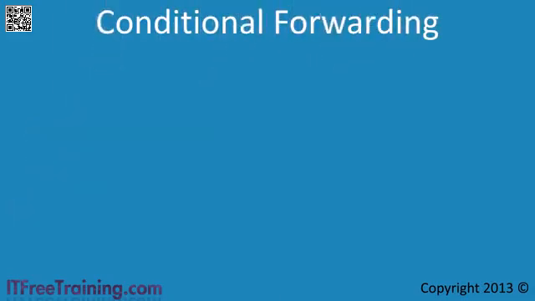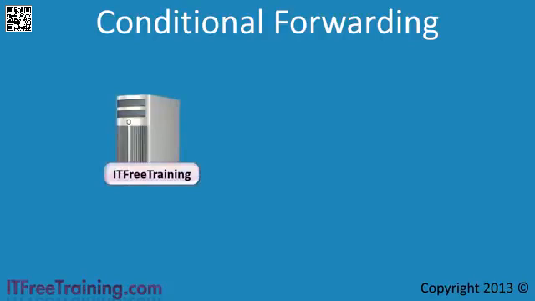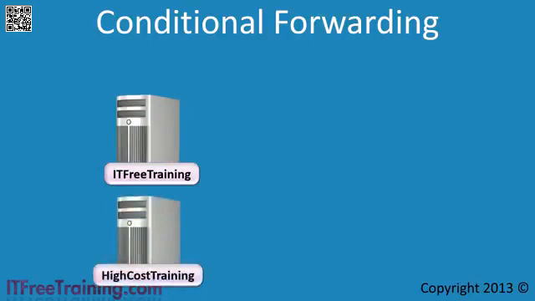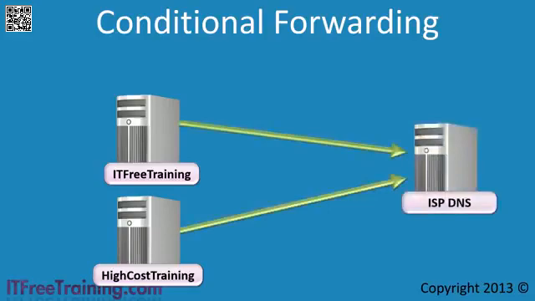The next type of forwarding you may use is conditional forwarding. To understand where conditional forwarding would be useful, consider this example. Say that IT Free Training acquires another company called High Cost Training. The companies have separate infrastructure, but, due to the acquisition, need to access resources on each other's network. Both companies forward their DNS requests to their ISP DNS server. The problem with this approach is the ISP DNS will not be able to resolve DNS requests from the other domains, as these domains are internal only.